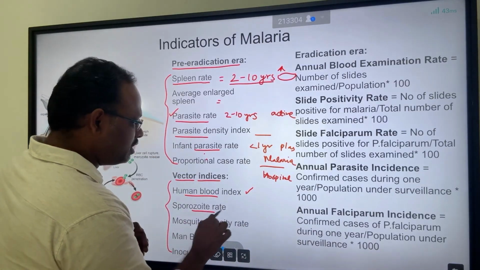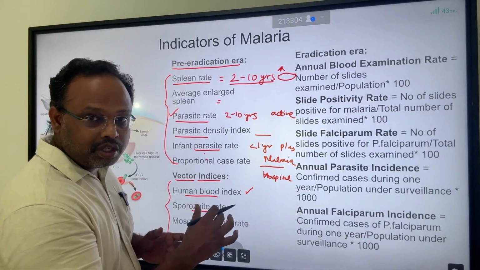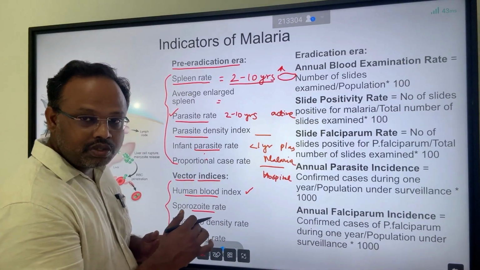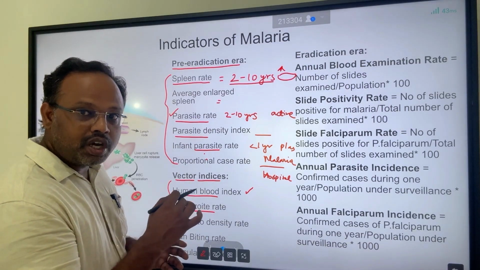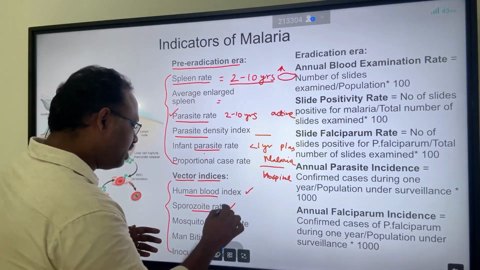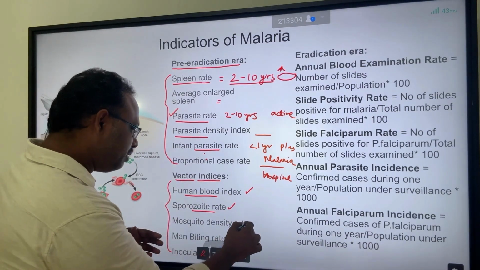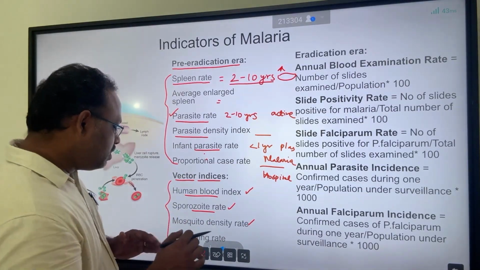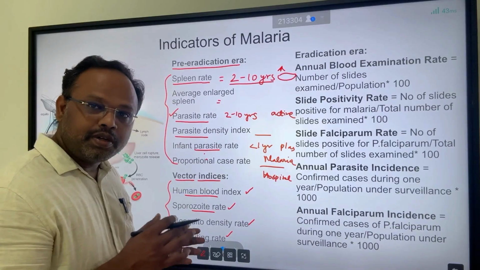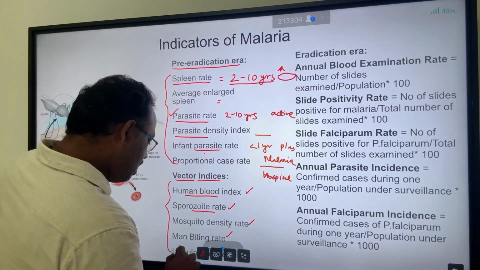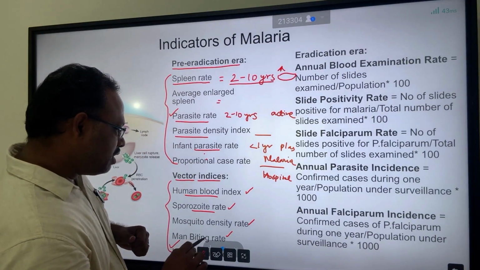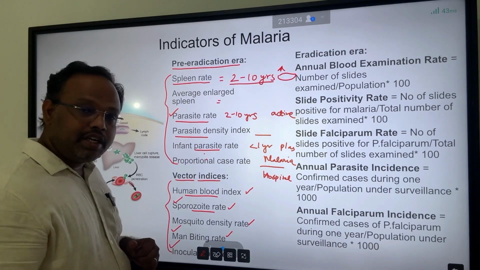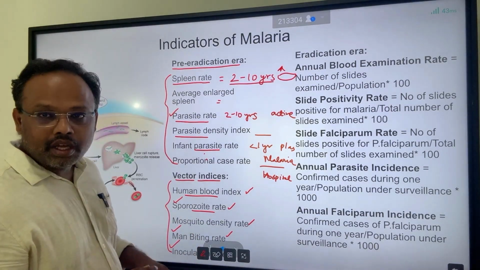Then we have the sporozoite index. This indicator measures the proportion of mosquitoes having Plasmodium sporozoites in their salivary glands, called the sporozoite rate. Then we have mosquito density rate, that is, with one catch over time, how many mosquitoes are collected. It is calculated based on the number of mosquitoes biting humans. Then we have inoculation rate. This is the multiplication of the sporozoite rate and the man biting rate. When we combine these two, we get the inoculation rate.